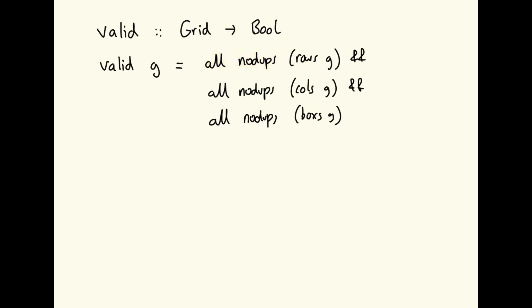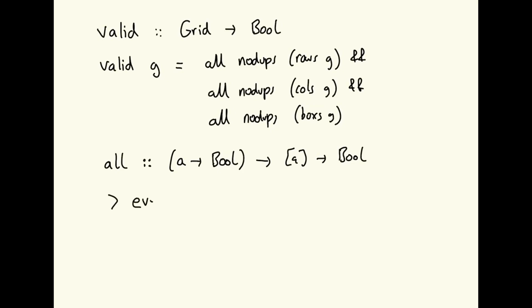All is actually a simple library function. What all does is you give it a function which returns true or false, which is called a property or a predicate, and you give it a list of things, and it's going to give back true if the property is true for everything in the list. For example, if you started up GHCi and you said all even, and then the list 2, 4, 6, it will give you back the result true, because everything in that list is even.